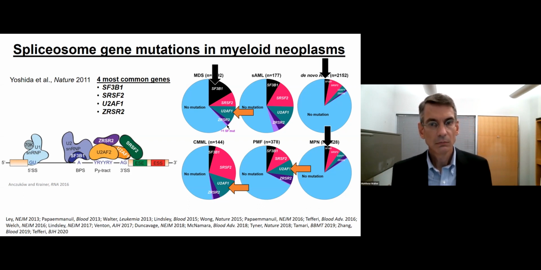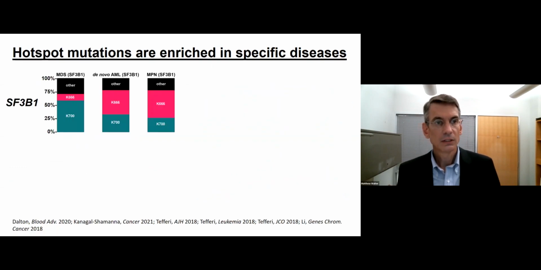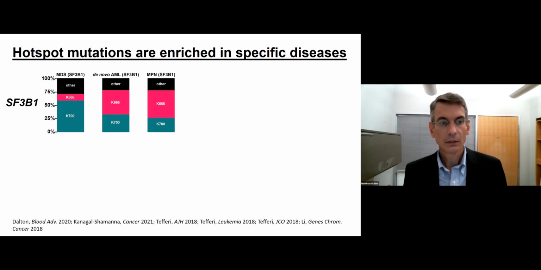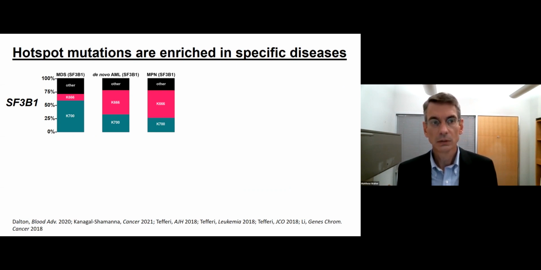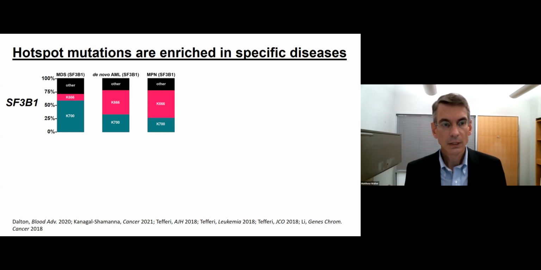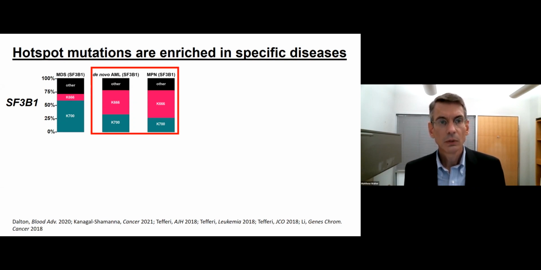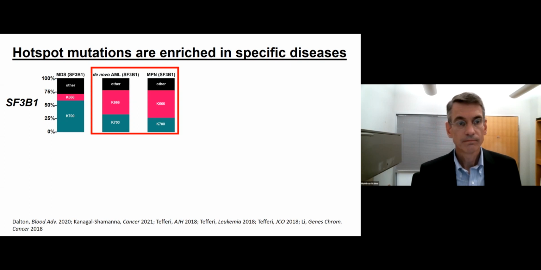And again, as I said, SF3B1, as an example, has 2 dominant hotspot mutations at the K700 position and the K666 position, and these are enriched in specific diseases. For instance, in MDS, the K700 variant dominates, whereas when we look at de novo AML and MPNs, this now switches to the K666 variant being the most dominant.